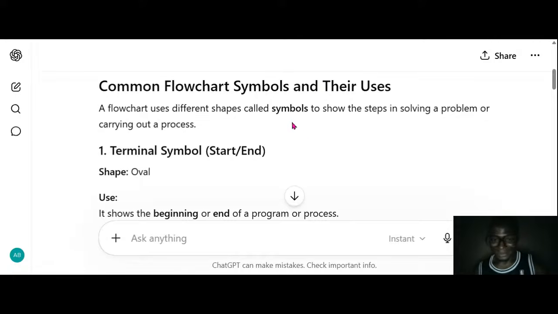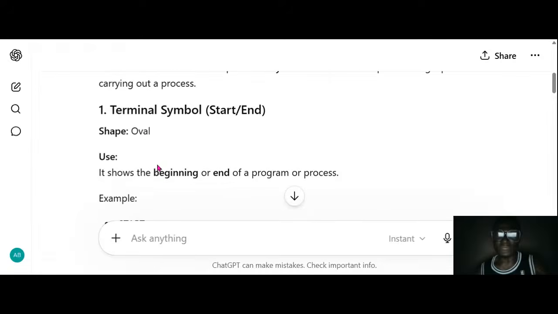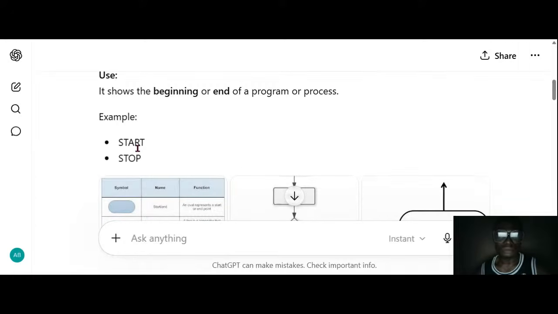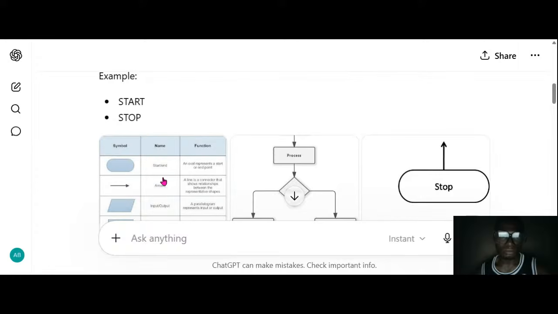So don't get scared. Now, common flowchart symbols and their uses. We have the terminal, and the terminal symbol is used for start or end. That is to begin or to end the process. The shape of the terminal is an oval. It shows the beginning or the end of a program or process. Example is start and stop.